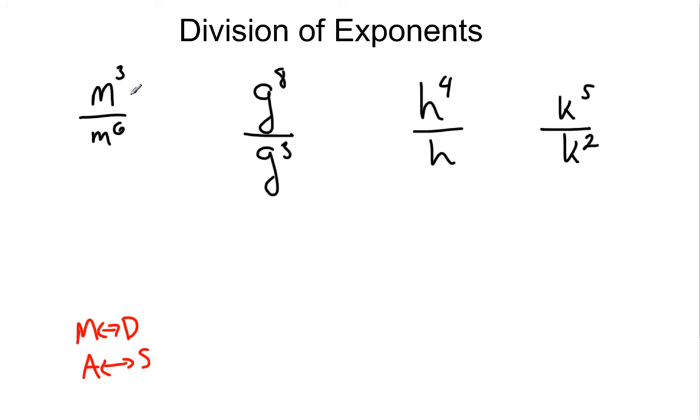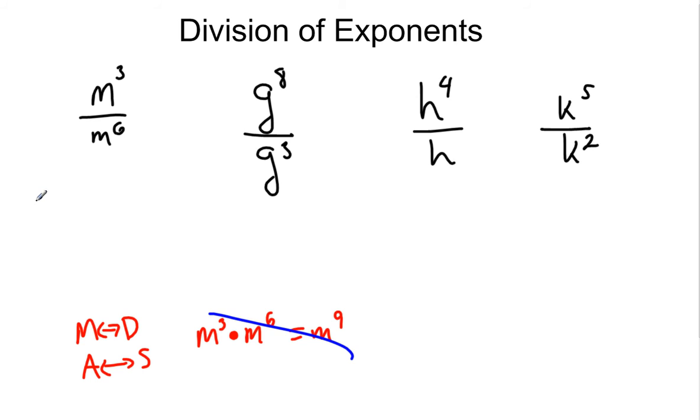If this was m cubed times m to the sixth, if we were multiplying, the thing we would have done using that PMA property, since this is a multiply, we would add those exponents together and get m to the ninth. But that's not what we're doing in this video. That's not what we're doing in this lesson. We're doing the opposite of both of these. The opposite of multiply is divide, and the opposite of adding the exponents together is actually subtraction.